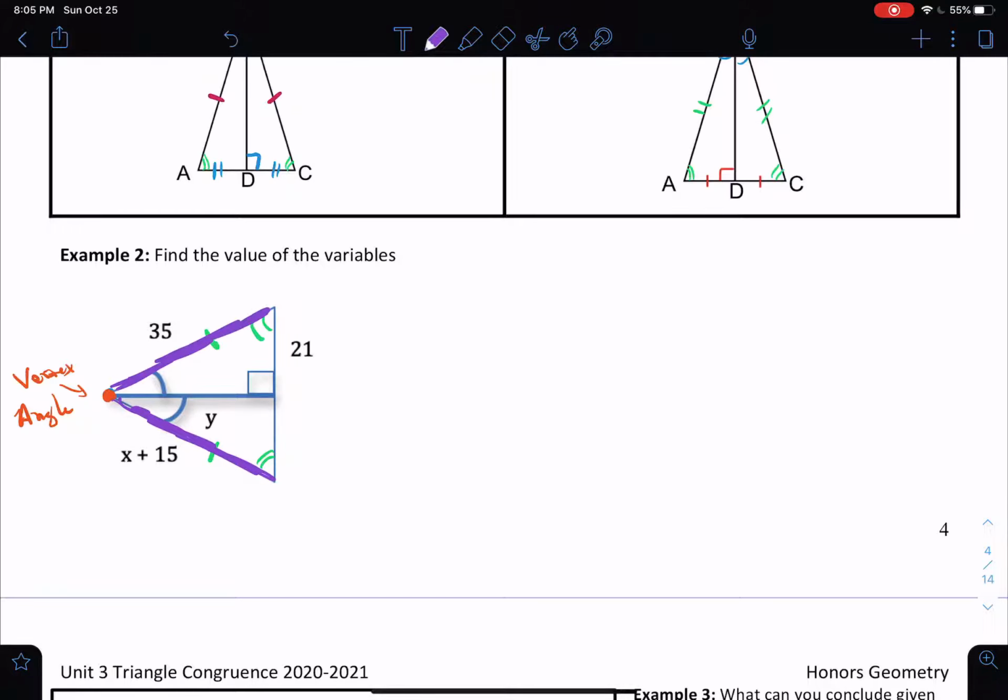I know that those need to be congruent. Those need to be equal to each other. Those two side lengths are going to be equal. All right, so 35 minus 15, my x value is going to be 20.